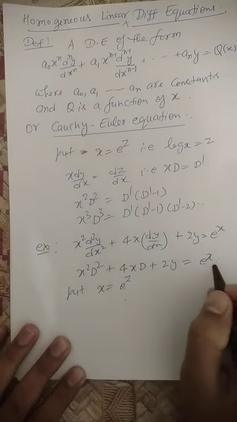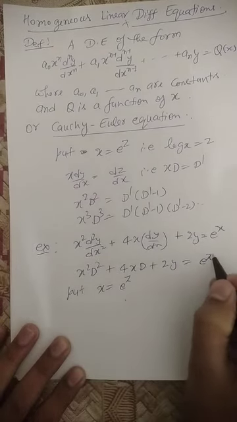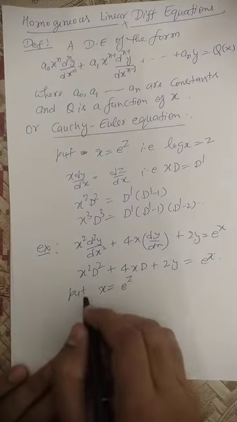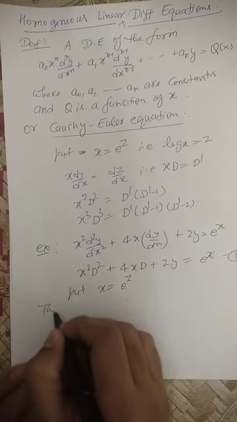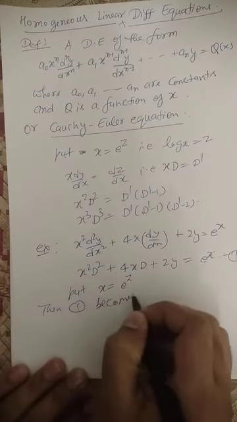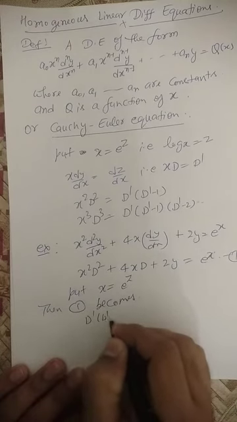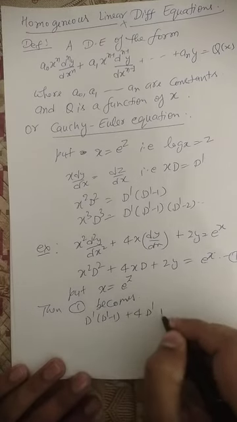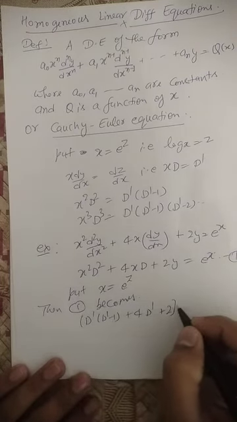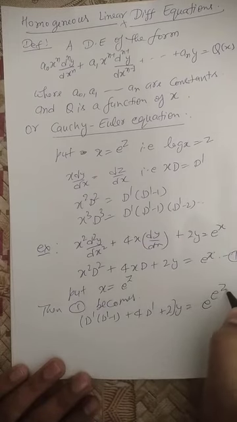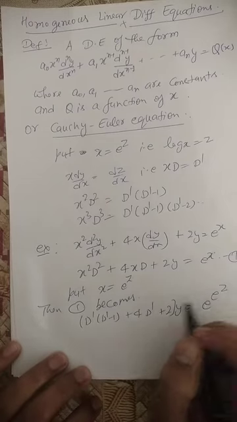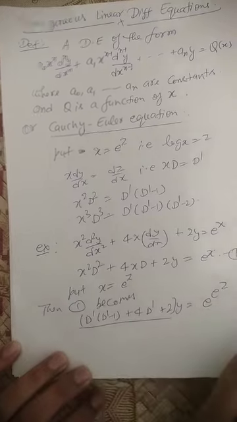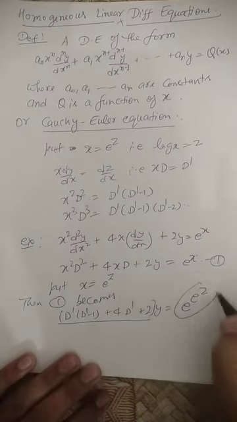Now look at the right side. When you put x equal to e to the power z, this differential equation becomes D dash, D dash minus 1, plus 4D dash plus 2, y equal to e to the power z. Now you can easily find the CF of this differential equation, but we have a problem: how to find the PI if we have a right side of this type.